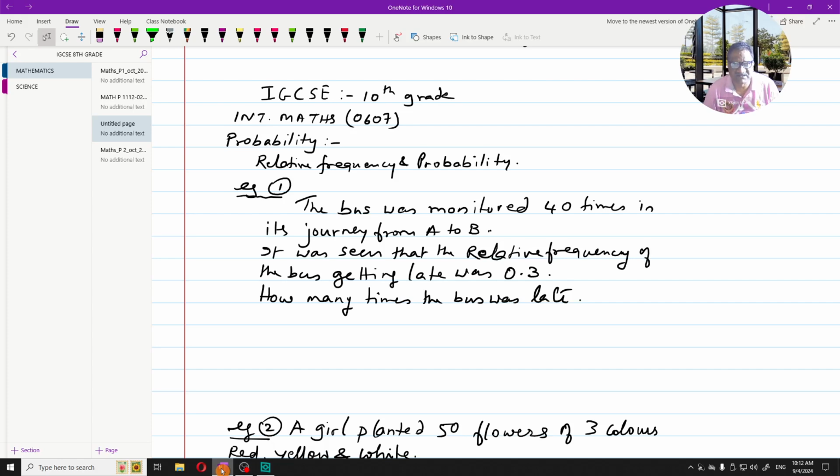In today's session, we are going to do a couple of problems related to probability, and we are dealing with the IGCSE curriculum, the 10th grade. The subject is International Mathematics. The code of this subject is 0607. And as I told you, the topic is probability.